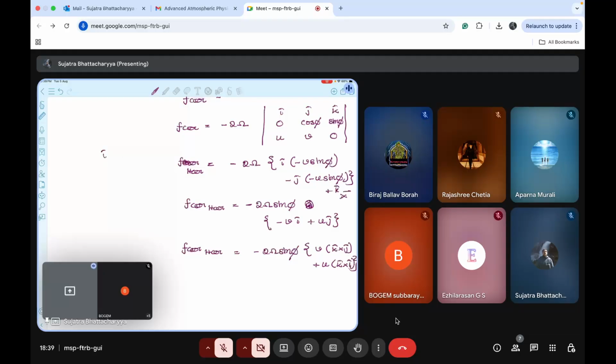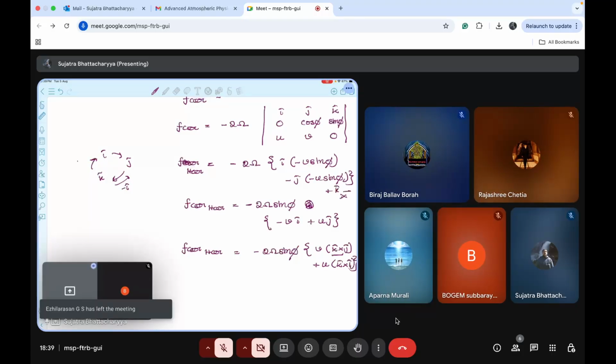So this is i hat, this is j hat, this is k hat. We all know this rule in the cross product. If you have k cross j, it is opposite to that. It will be minus i hat. So minus i hat can be replaced as k cross j. Whereas k cross i is in the direction, so it will be j hat. So u j hat can be replaced as that.